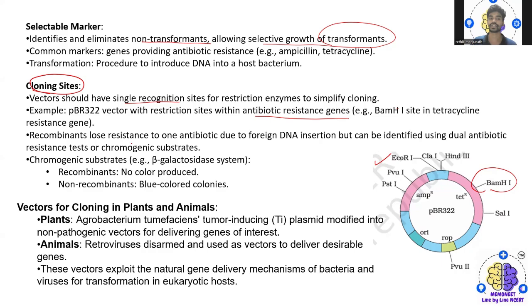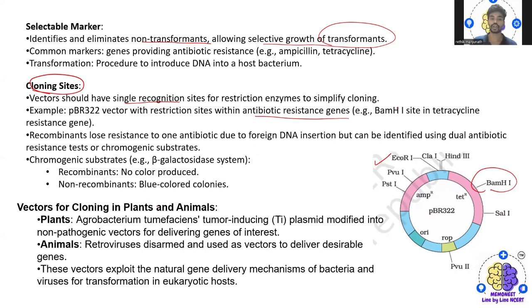Recombinants lose resistance to one antibiotic due to the foreign DNA inserting, but can be identified using a dual antibiotic resistance test or chromogenic substances, like the beta galactosidase system. Recombinants produce no color, whereas non-recombinants give blue colonies.